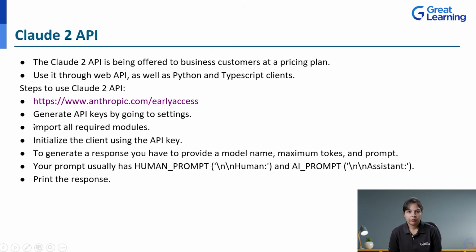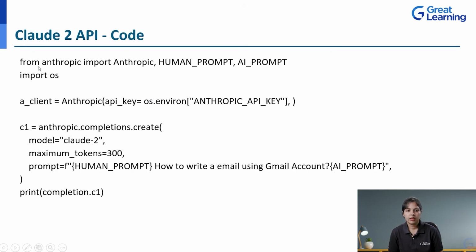Then you can write the program. The program which you're going to write will have these 5 steps. The first is you have to import all the required modules. You can see the code here, and I'll be talking about the steps and explaining the code side by side. You have to import all the required modules like Anthropic. From anthropic, you have to import Anthropic, HUMAN_PROMPT, AI_PROMPT. This is for understanding human prompts and this is for generating AI responses. These are the modules you have to import. You also have to import the OS module.